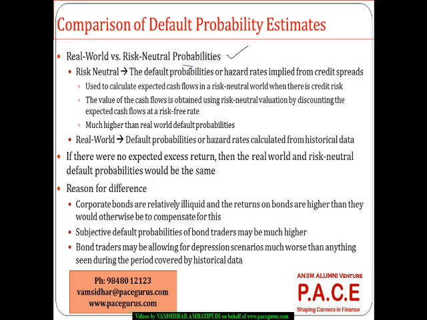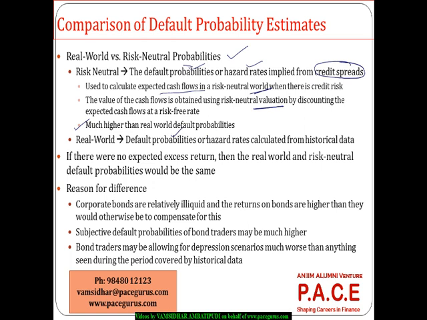Wherever I am doing the default probabilities or hazard rates, I am trying to imply them from the market-based credit spreads. I call it a risk neutral probability. Generally, for pricing, we take expected cash flows in a risk neutral world, and wherever I am doing a risk neutral valuation, discounting the expected future cash flows at the risk free rate, we are using the risk neutral default probability. And in the practical sense, we see this number would be much higher compared to the real world.